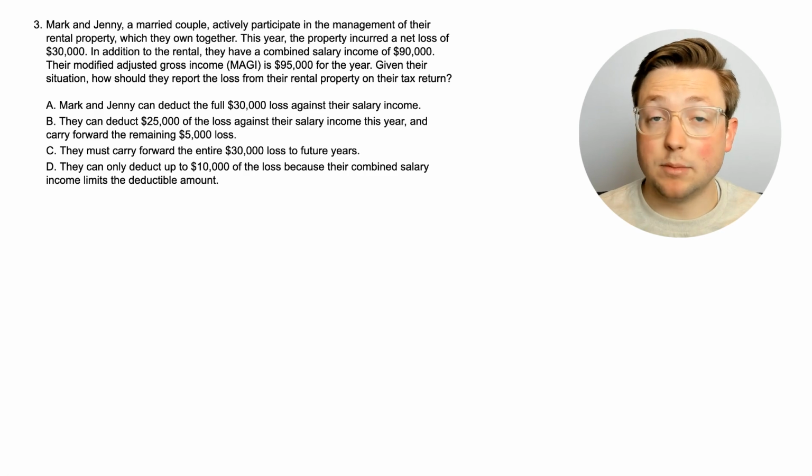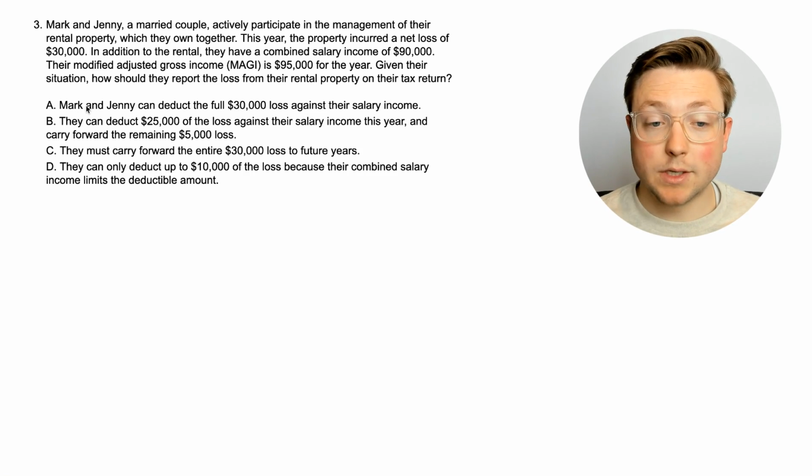So this looks similar to what we just saw in the first question. You might assume that $30,000 is going to be suspended and carried forward to the next year to be used against passive income. But as you'll find out in the answer to this, there is an exception. So which one of these is correct?